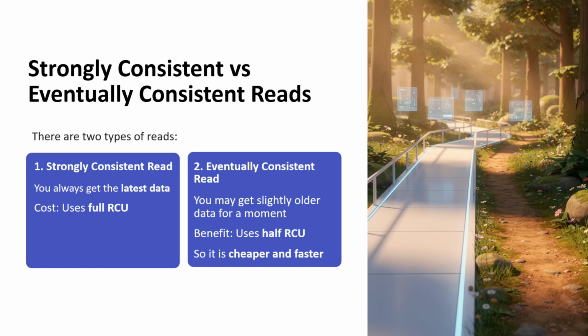There are two types of reads. The first one is strongly consistent read. You always get the latest data. The cost uses full RCU. The second one is eventually consistent read. You may get slightly older data for a moment. The benefit is that it uses half RCU, so it is cheaper and faster.